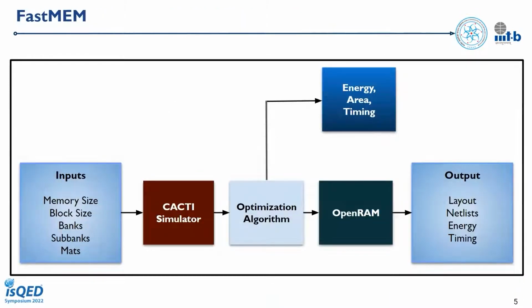FastMem. FastMem is a framework that uses an open source tool, CACTI, with OpenRAM as shown in the figure. It takes as inputs the memory size and memory arrangement in terms of banks, subbanks, mats, peripherals, and technology node, and it optimizes the design for a given parameter such as delay, energy, and so on. The subarray and the final memory layout are provided in the form of netlist and layout from OpenRAM, accepting the optimized parameters obtained from CACTI.